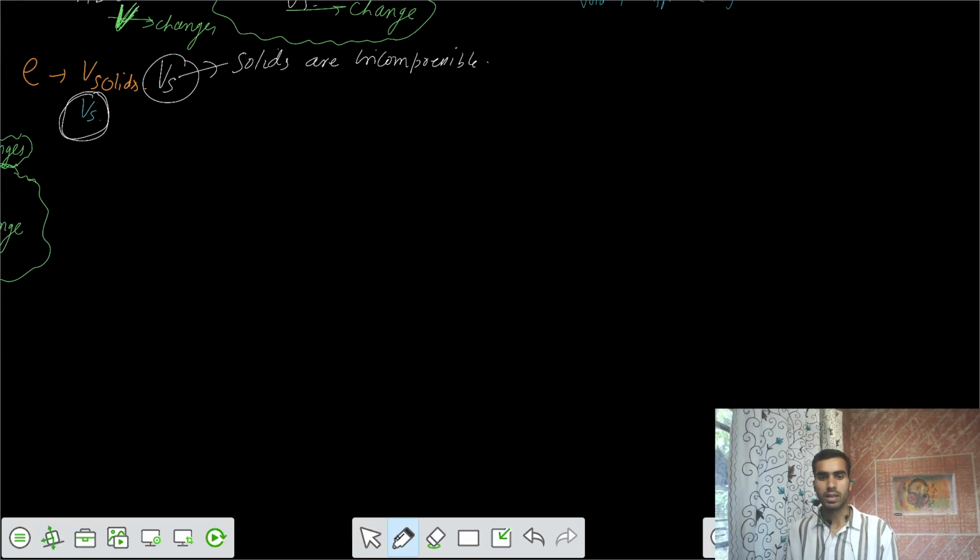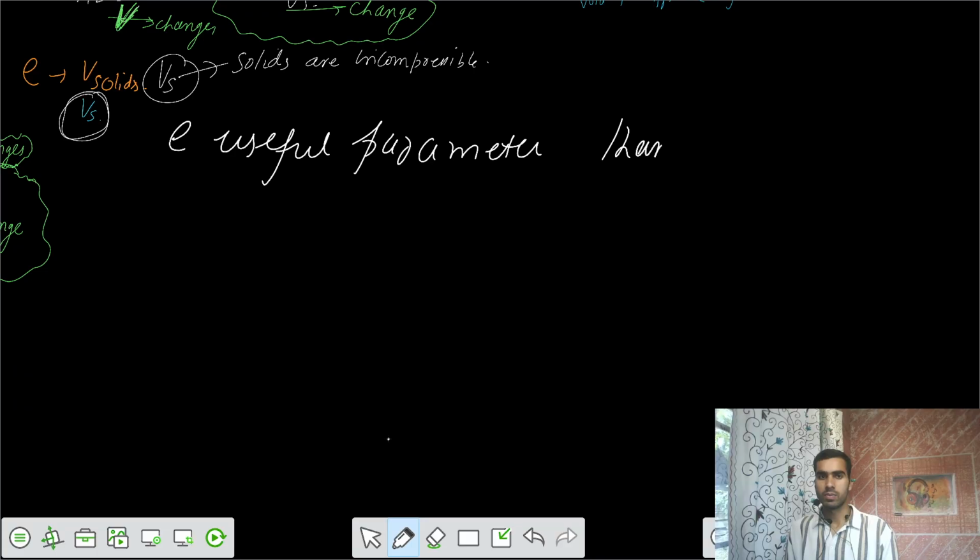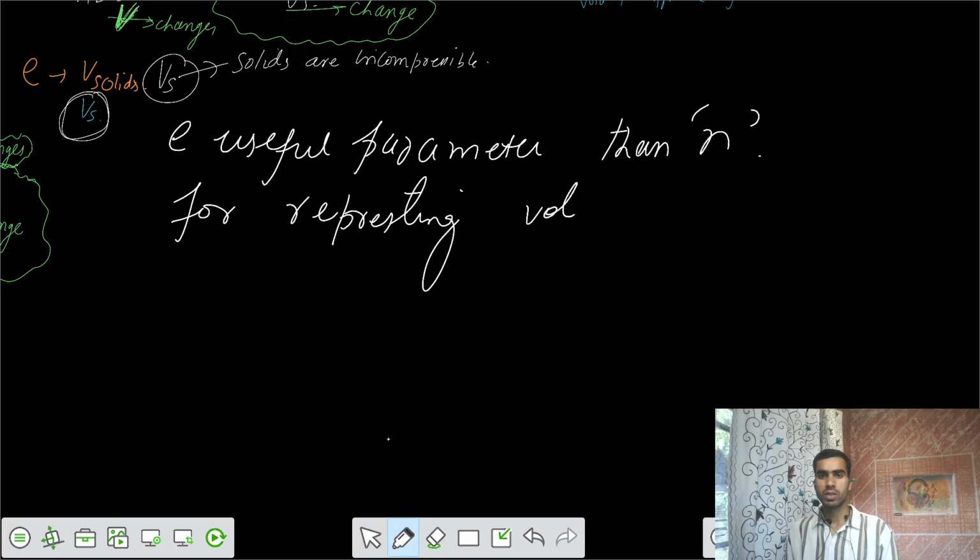So we can write that statement: why we prefer void ratio. e is a more useful parameter than n for representing volume changes under compression, that is consolidation and compaction. We are going to see that later.